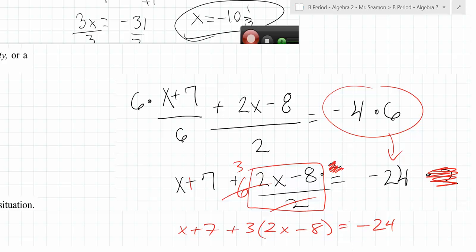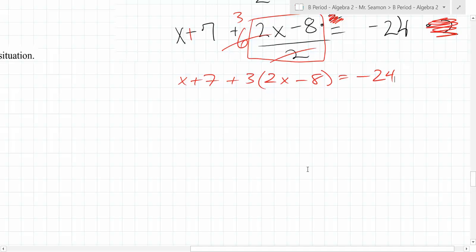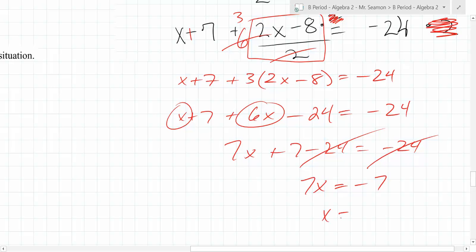Yes. Yep. If you do this one out right here, what should I do first? Give me one word. What can I do? The bracket. Yeah, what's that called? What operation? Distribute. Yeah. So you get x plus 7 plus 6x minus negative 24. What like terms could we combine on the left? x and 6x. Yeah, so you get 7x plus 7 minus 24 equals... Oh, what can we cancel on both sides, just because they're on both sides? The negative 24. So you get 7x is equal to negative what? 7. So x is equal to? Negative 1. Yeah, good job.